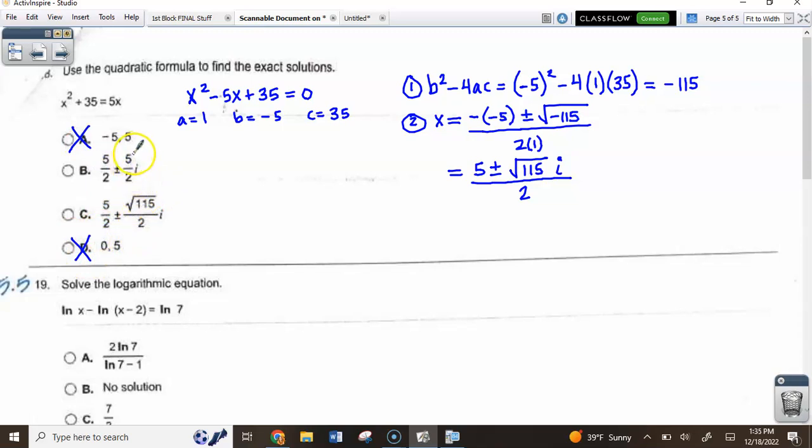If you notice the difference here, they have 5 over 2. That would have been if it was 25, because the square root of 25 is 5. So that lets you know that the answer is C. They also like to write, the MyMathLab likes to write the fractions separately. So while we came to this answer here, that is the same answer as this format here.